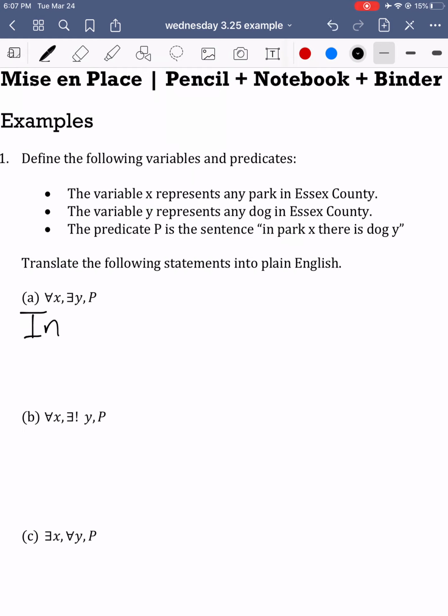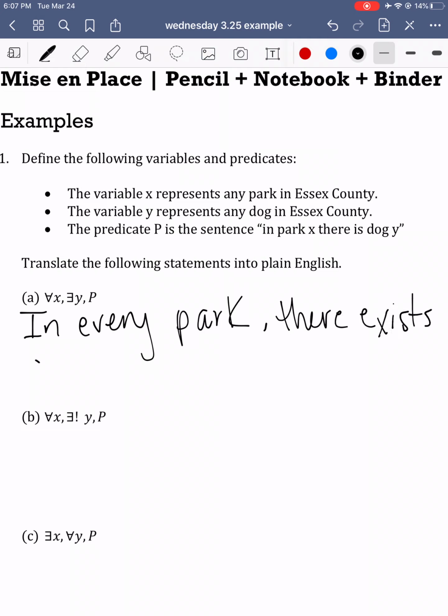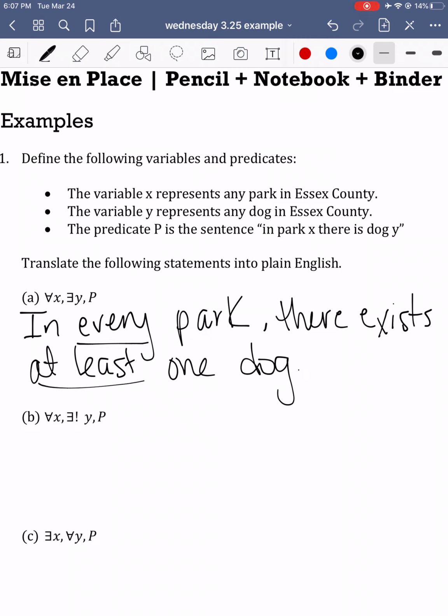So that would be, we can say, in every park there exists at least one dog. And there are a lot of ways that you could write this, but we're just going to stick with this. So in every park, so the every quantifier, and then at least one dog.